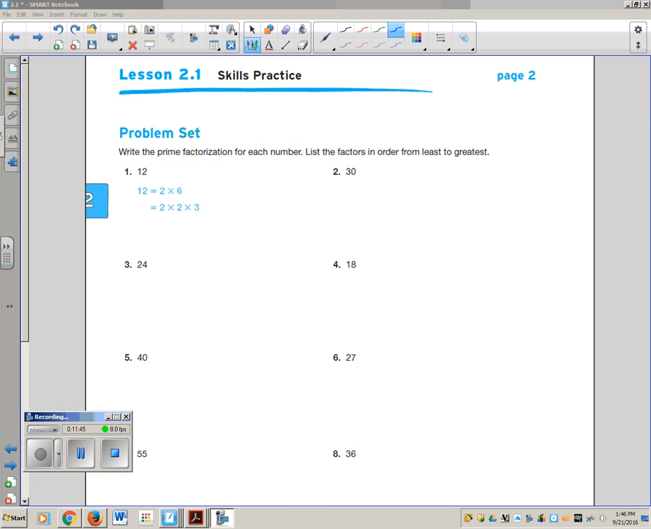Right, 2, 3, 5, 7, 11. Caden, what are those numbers? Those are the first 5 prime numbers.